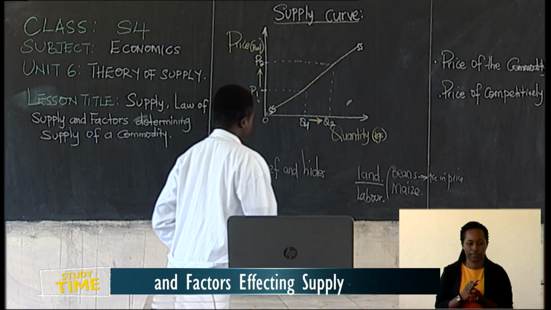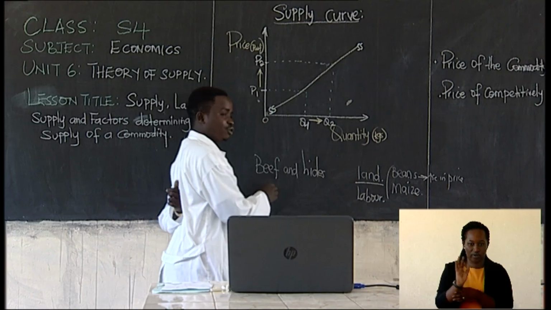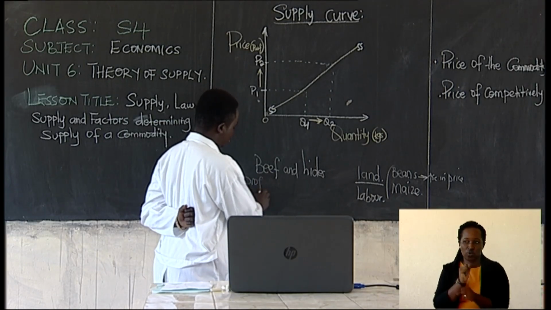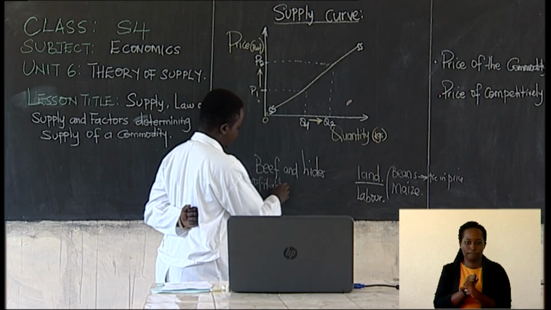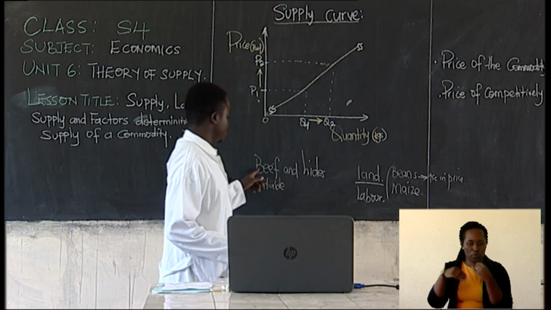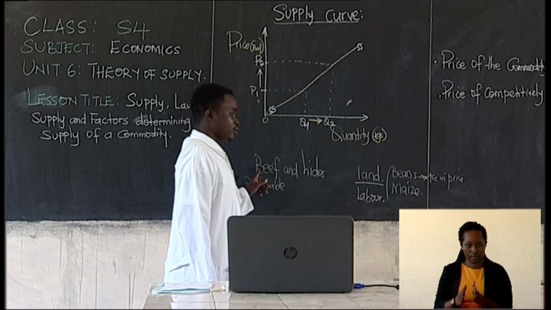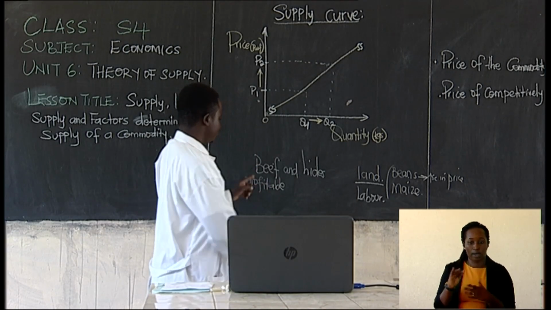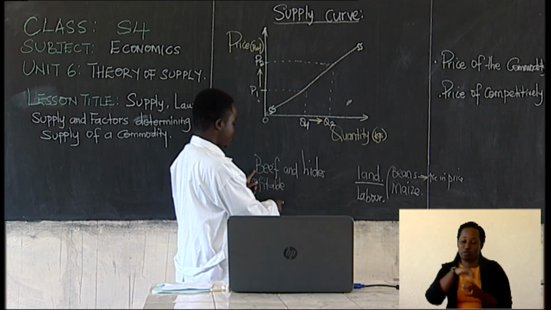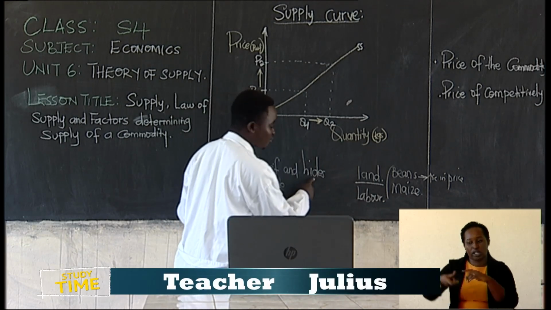Assume now there has been an increase in the price of beef, or it is profitable to produce, or to invest in beef. It is profitable to produce beef. That means more sellers, more beef will be produced. If more beef is produced, because maybe it is profitable to invest in beef, then that will lead to an increase in supply of hides.